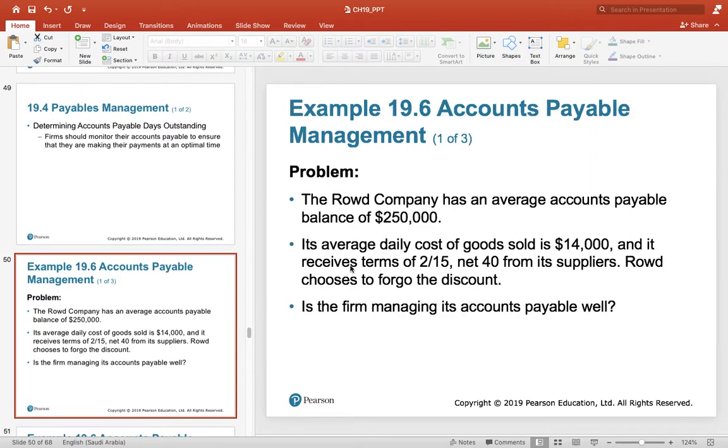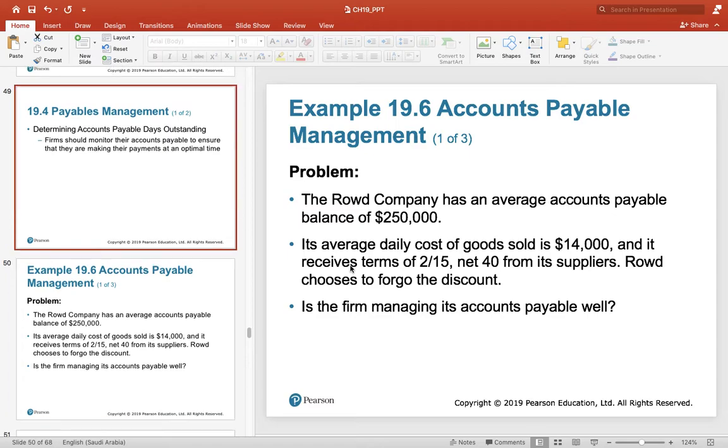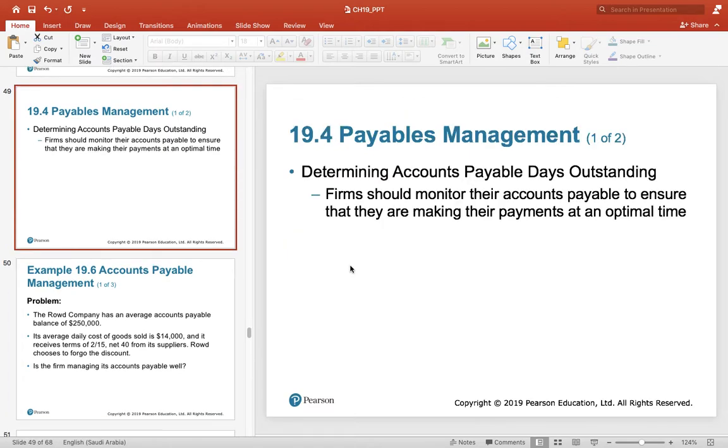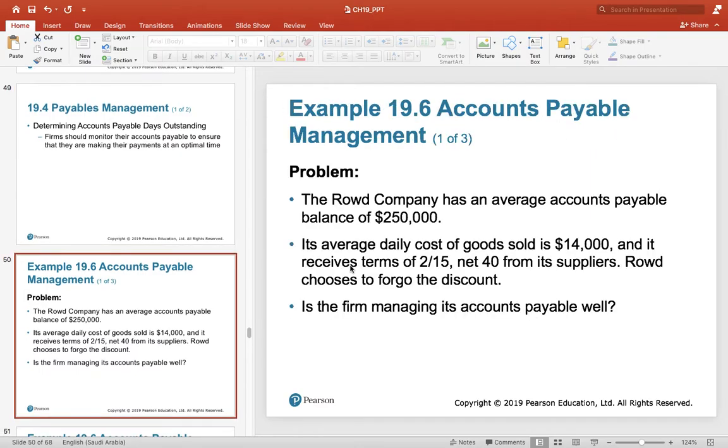Let us see how, for example, delaying means you are using the cash for some other purpose. The Rod company has an average accounts payable balance of 250,000. Average daily cost of goods sold is 14,000. That means you can calculate the days in payables: average balance in payables divided by daily cost of goods sold. And Rod gets credit terms from its suppliers of 2/15 net 40.